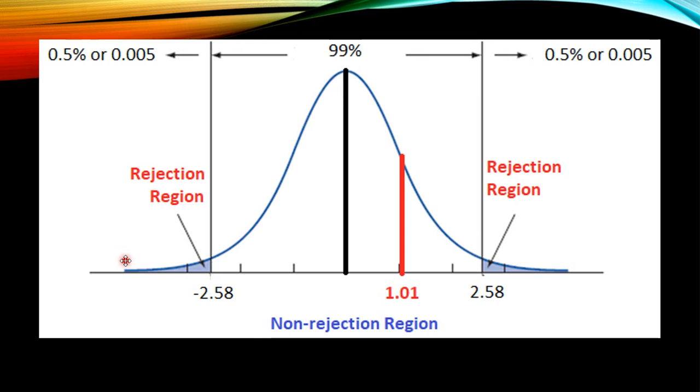So, balikan natin yung ating normal curve. Again, ito yung ating critical region or the rejection region. Ang critical value natin ay 2.58. Pag lumampas dyan, nandito na sa side na ito, reject natin si null hypothesis. Pero pag nandito lang sa gitna, then hindi natin i-reject si null hypothesis. Ang ating test value ay 1.01 na andito siya. So, i-reject ba natin o hindi natin i-reject ang null hypothesis? Hindi natin i-reject ang null hypothesis dahil ang ating test value ay naandito sa non-rejection region. Okay?